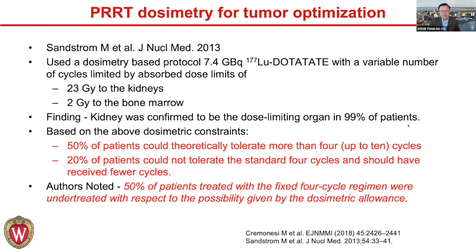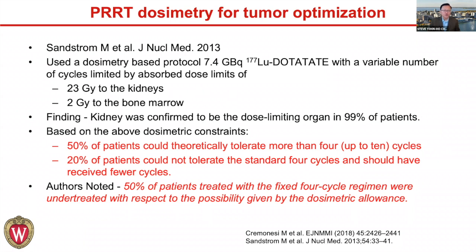And a couple of publications which highlight this. So in 2013, and Europe, because of the regulatory setup there, have had a lot of experience with these agents, with Lutathera. In these patients, they did dosimetry, and based on current absorbed dose limits from external beam radiation, 23 grays to the kidneys and 2 grays to the bone marrow, they tried to see, based on the dose limiting organs, kidneys and bone marrow, how we can adjust these treatments. They found that 50% of the patients could have theoretically tolerated more than 4, or up to 10 cycles of treatment.